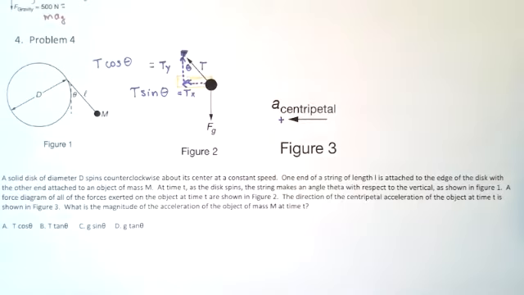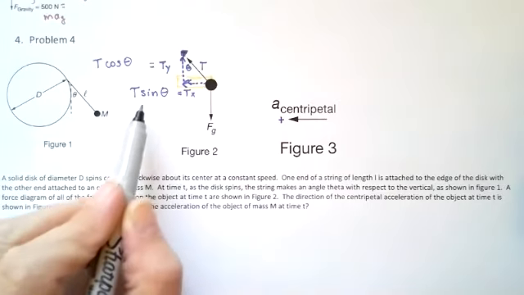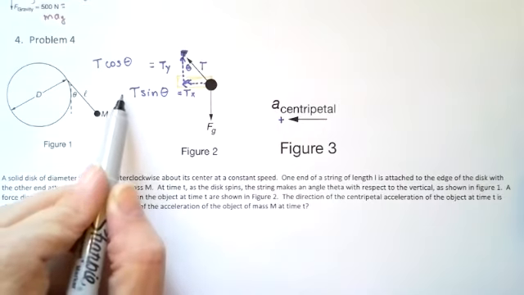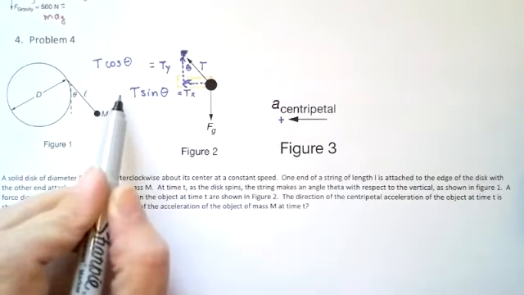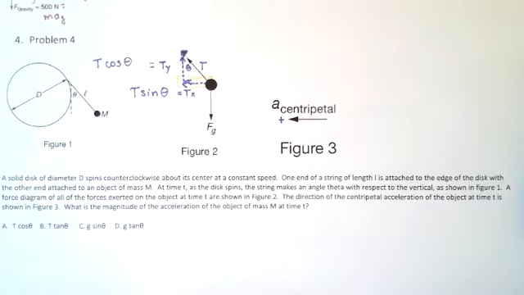And this is why I picked this problem. They could have just said simply, what is the magnitude of the acceleration of the object of mass m at time t? They could have said that T sine theta is equal to mass times acceleration, because this is providing our centripetal force, but they don't. So that means we need to look at this in a different way. So let's keep going with this.